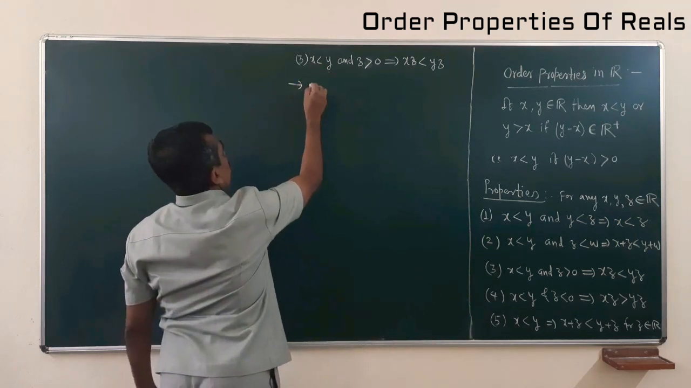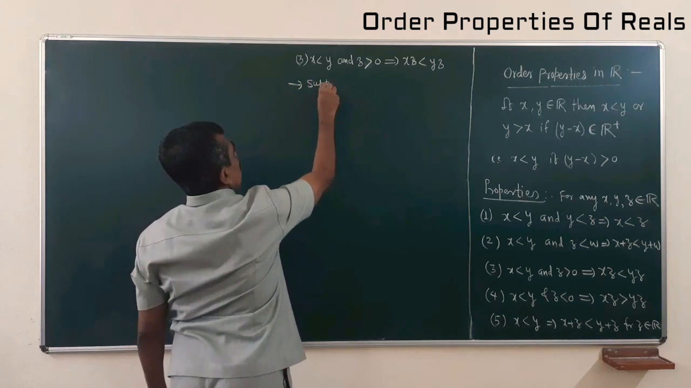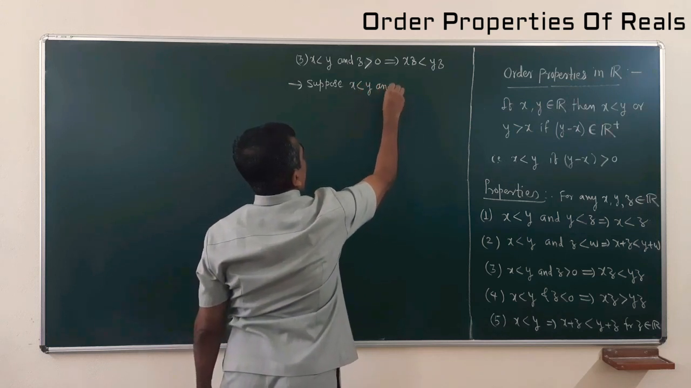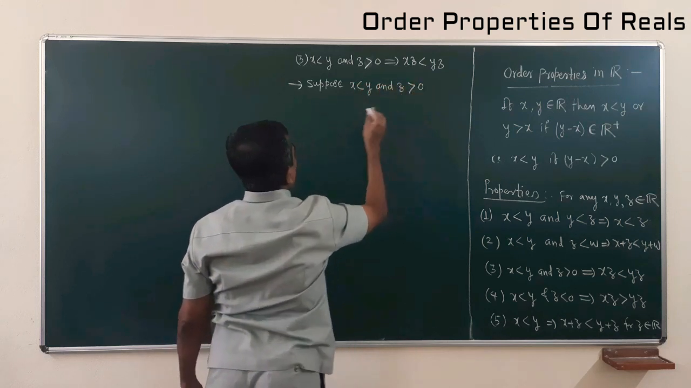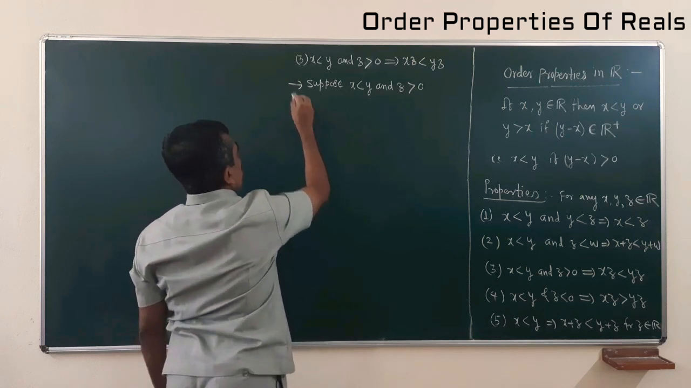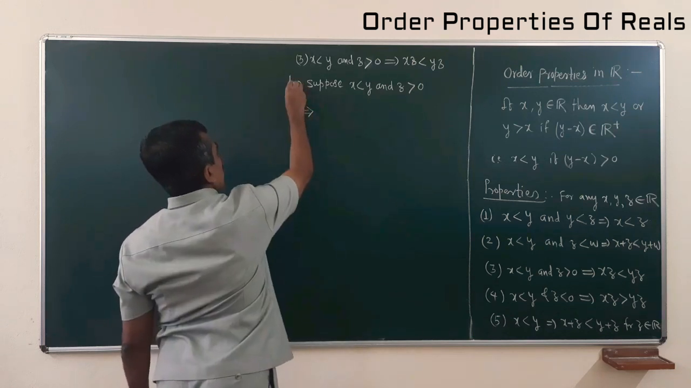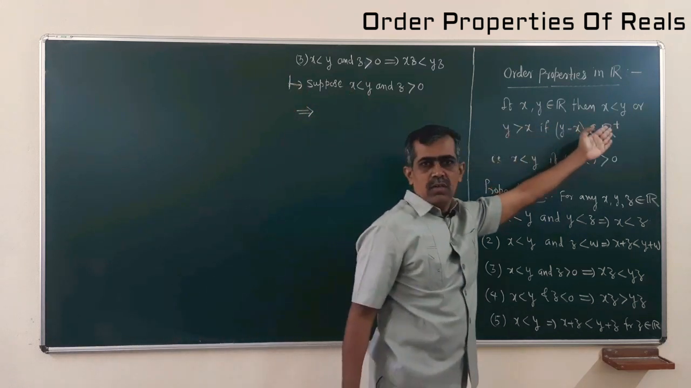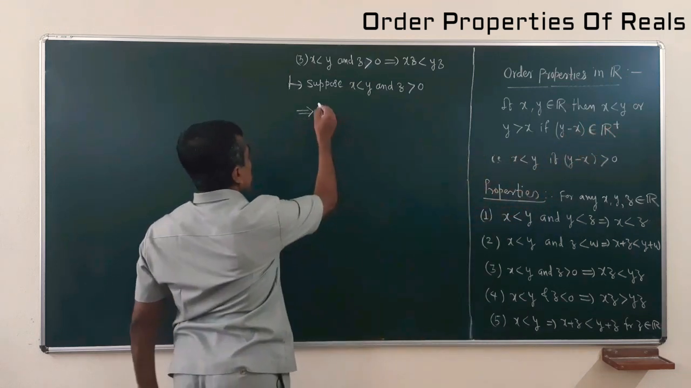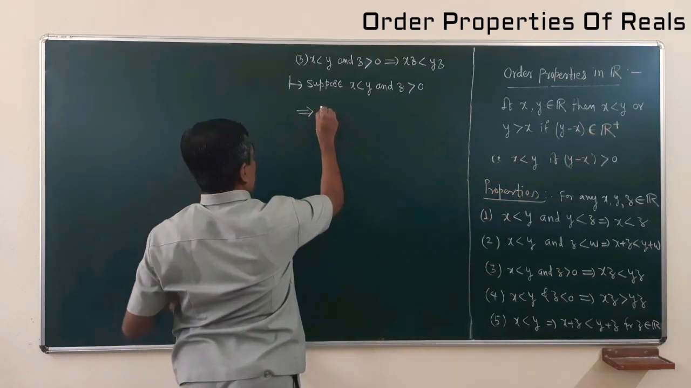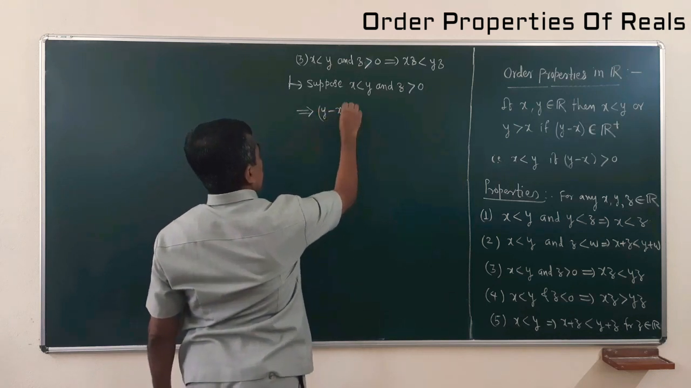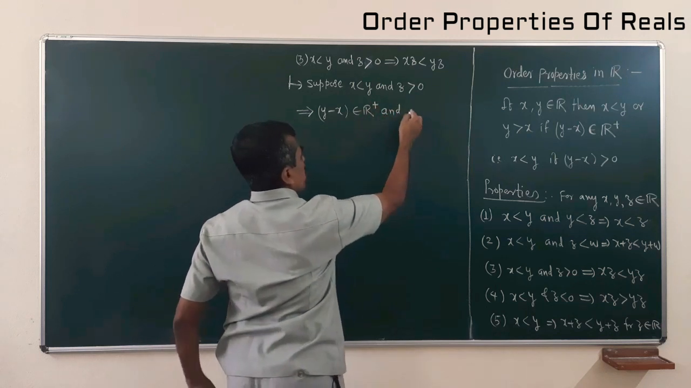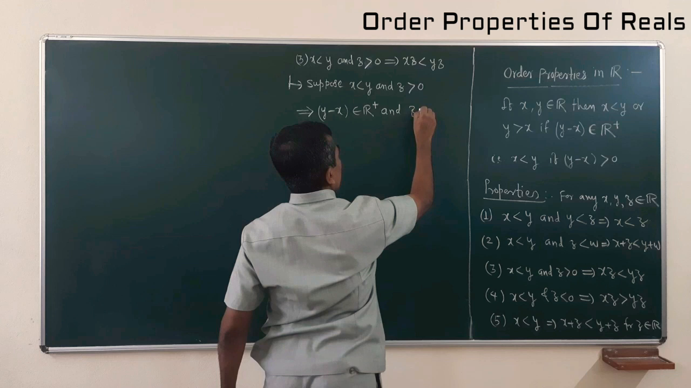Now we will try to prove it. Suppose x less than y and z greater than 0. This implies, now what do you mean by x less than y? We know only the definition, so use the definition. So y minus x belongs to R plus, and z greater than 0 means it is a positive real number, so obviously z also belongs to R plus.